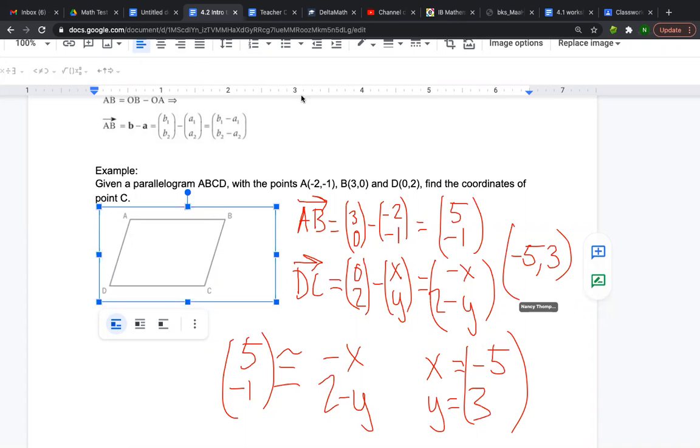That's an example of not what I would call a complicated problem, but something that's a little bit indirect that IB might throw at you.